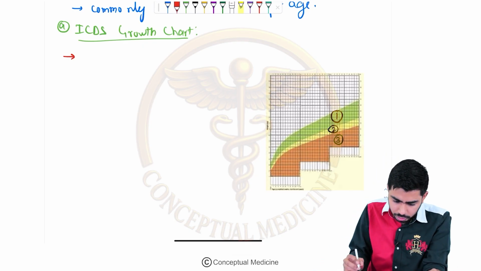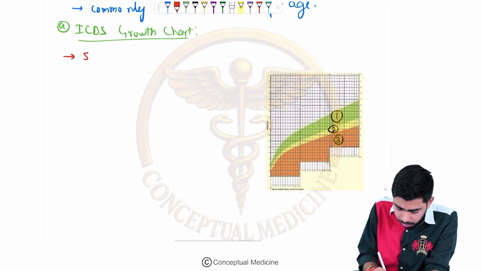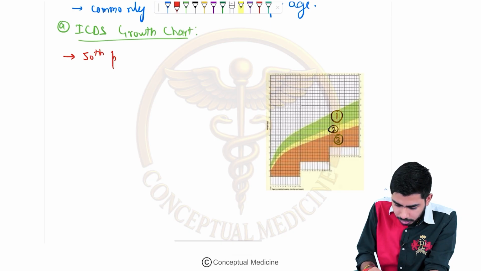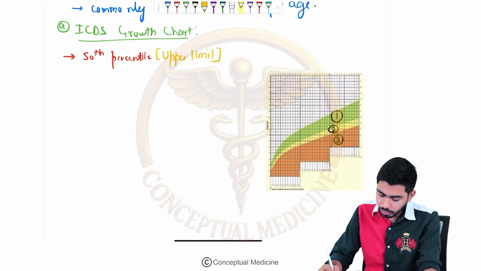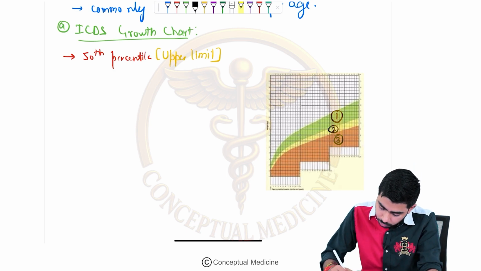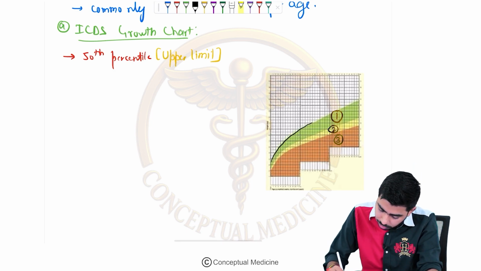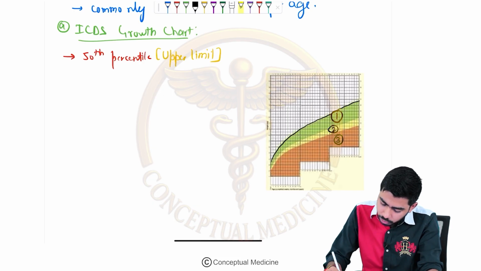How is it so? Let's talk about that. So the 50th percentile, guys, is an important criteria over here. The 50th percentile is taken as the upper limit for this chart. As you can see over here, if I show you, this is the chart, it is going like this, right? So this chart is showing you, this is the 50th percentile, right?